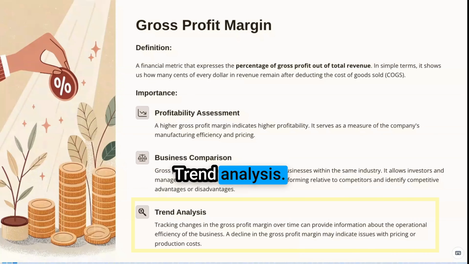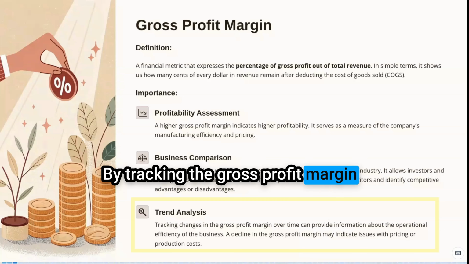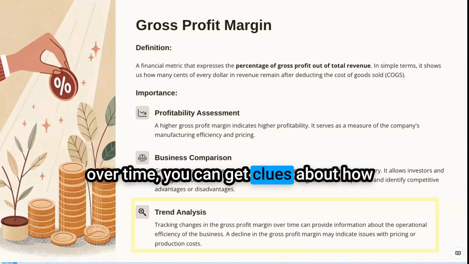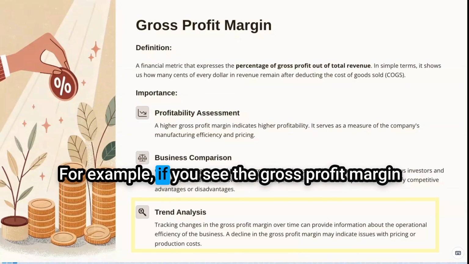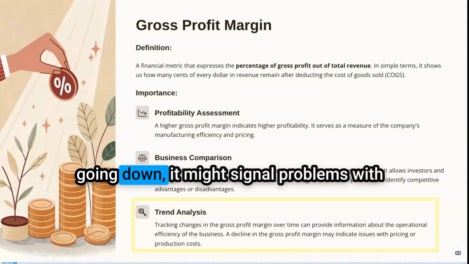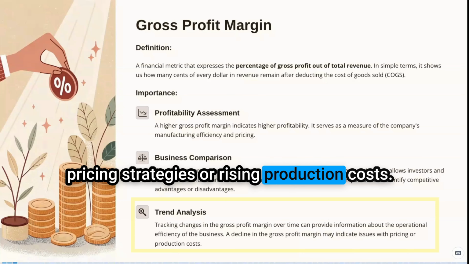It helps investors and managers see how their business is stacking up against competitors. Are they doing better? Or are there areas where they might have a disadvantage? Trend analysis. By tracking the gross profit margin over time, you can get clues about how efficiently the business is operating. For example, if you see the gross profit margin going down, it might signal problems with pricing strategies or rising production costs.